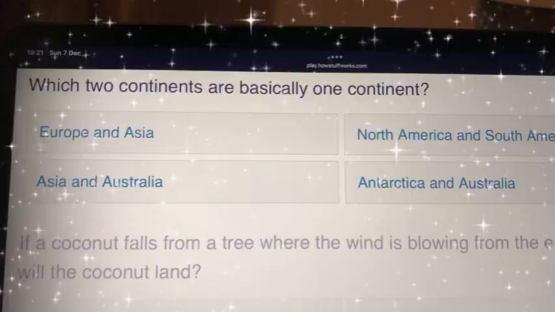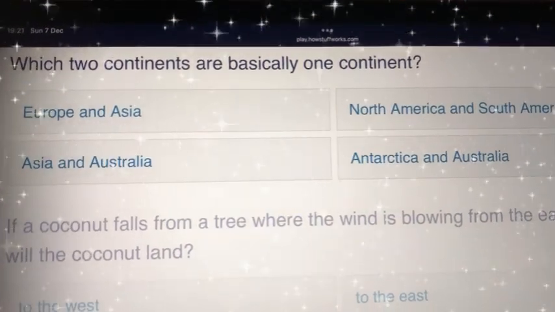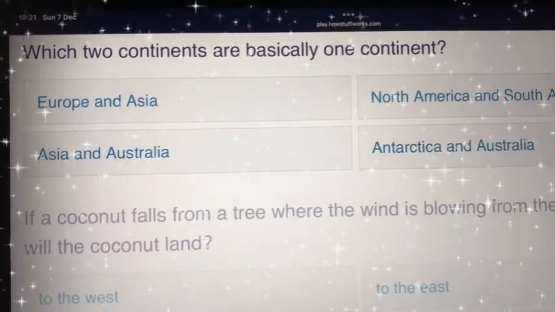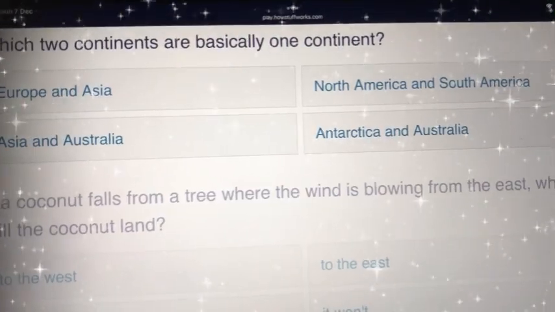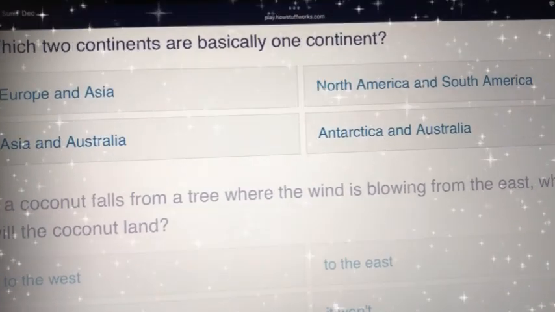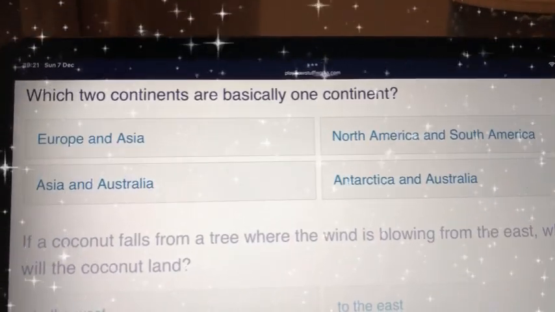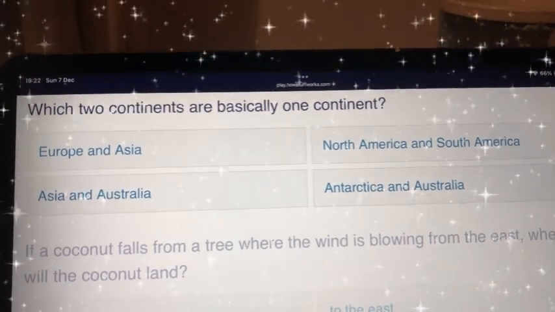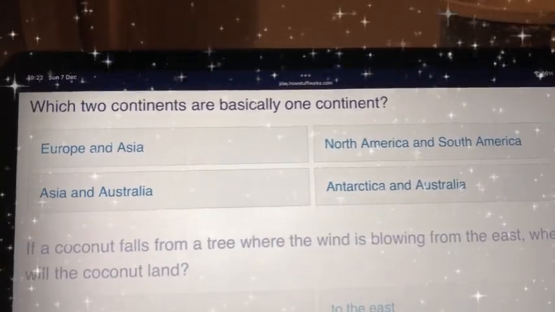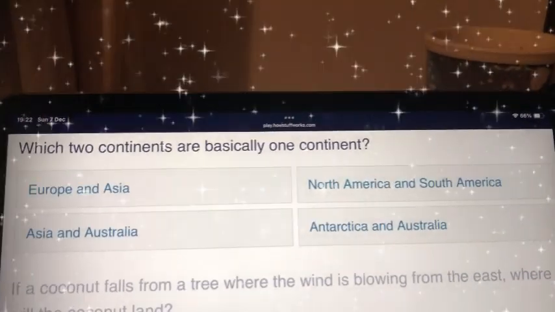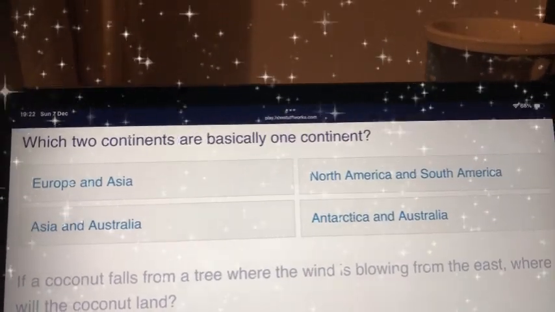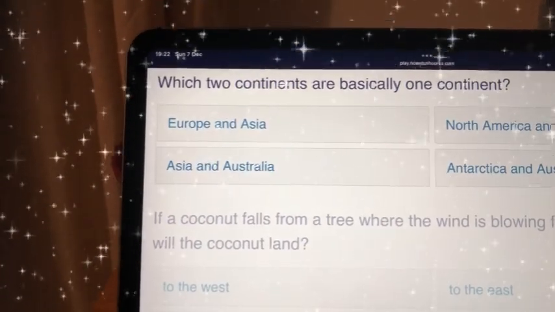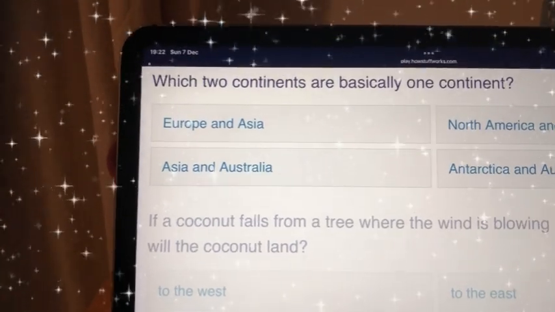Okay, so next one. Which two continents are basically one continent? Okay, this is where your geography comes into it. You've got Europe and Asia, Asia and Australia, North America and South America, Antarctica and Australia. Right, how good's your geography? So Antarctica and Australia are obviously two separate continents. So it's not that. North America and South America, also two separate continents. Asia and Australia, definitely not, because obviously there's a lot of stuff in between those.